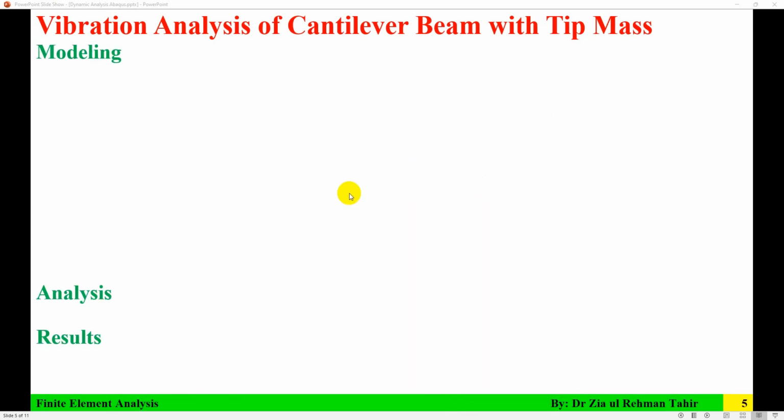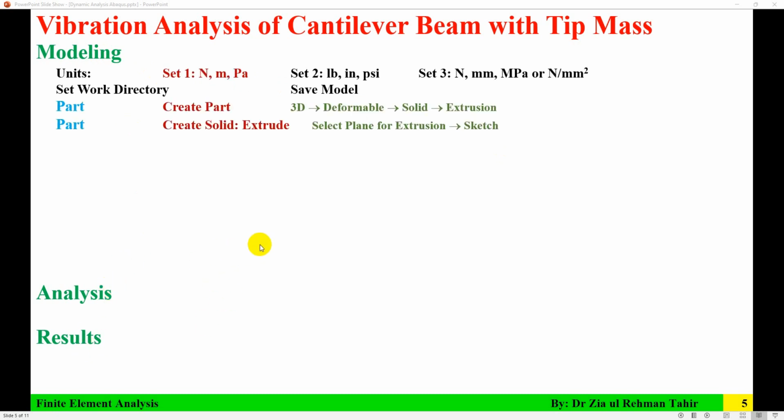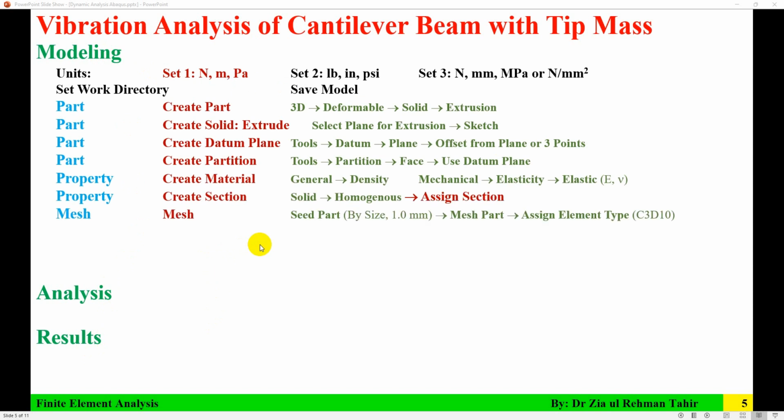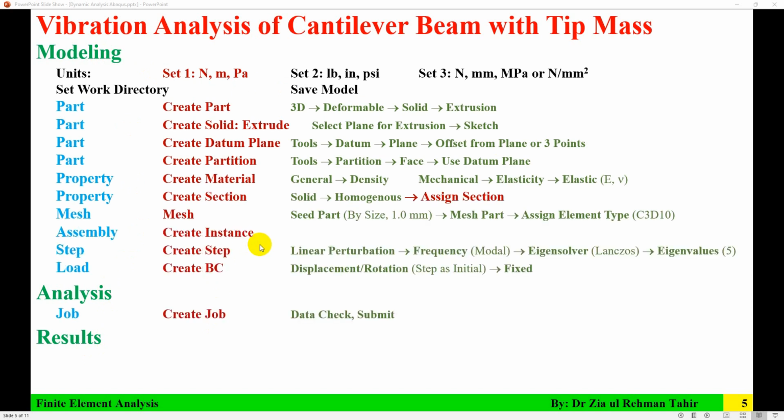There are three steps of modeling and analysis in Abaqus CAE: modeling, analysis, and visualization of results. And here are the steps for modeling, then analysis, and then finally to get results. So I'm going to follow these steps for vibration analysis.